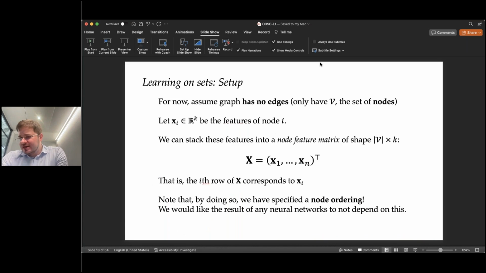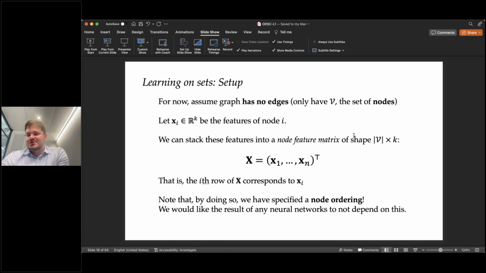So let's see how we can go about building a set neural network. So we assume we have a graph with no edges, so we only have V, the set of nodes. Of course, because we're doing deep learning on this input, we need to somehow featureize it. So we assume x_i is a vector giving us the features of node i. And there's many ways you could feed this data to a deep learning model. Typically, what we would do is we would stack these vectors for each node into a matrix, a node feature matrix, which has number of nodes as rows and number of feature dimensions as columns. So the ith row of this matrix will tell you the features of node i.